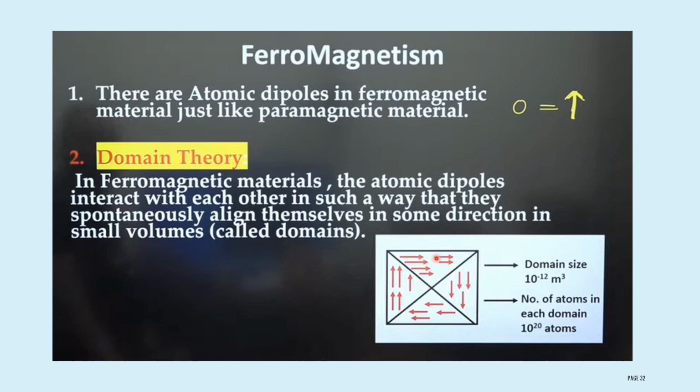In the case of a ferromagnetic material, the atomic dipoles get arranged in the form of domains. The domain size is 10^-12 meter cube. The number of atoms in each domain is 10^20 atoms. Normally you can observe 4 domains here. Then in each domain, the alignment of atomic dipoles takes place.